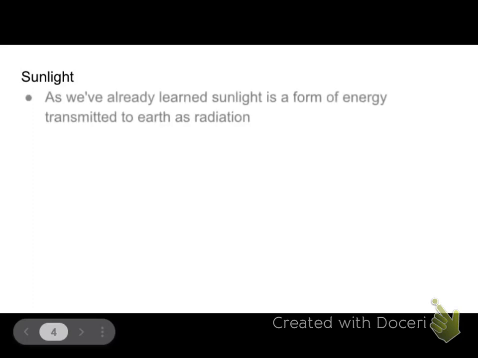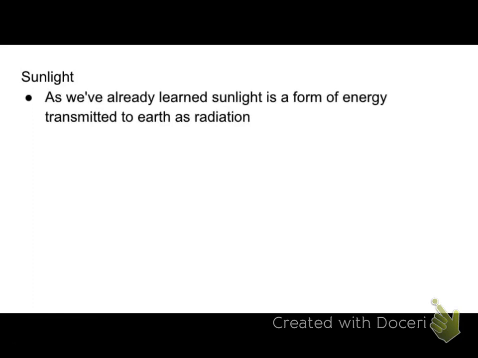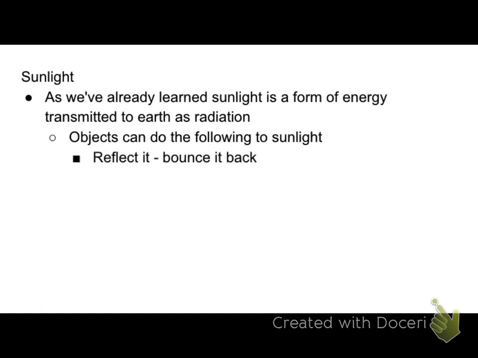Let's talk about some specific abiotic factors then. We'll start with sunlight. So we already learned in previous chapters in class that sunlight is a form of energy and that it's transmitted to Earth as radiation. Objects can do one of the following things when sunlight strikes them. They can reflect the sunlight, which just means that they bounce it back. They can transmit the sunlight, which just means they're allowing it to pass through.